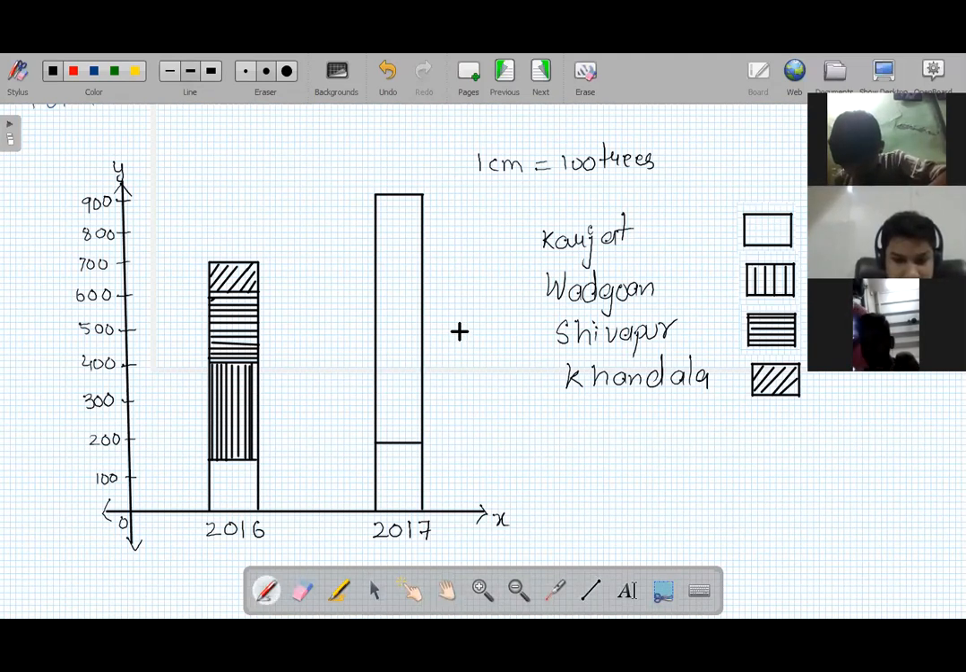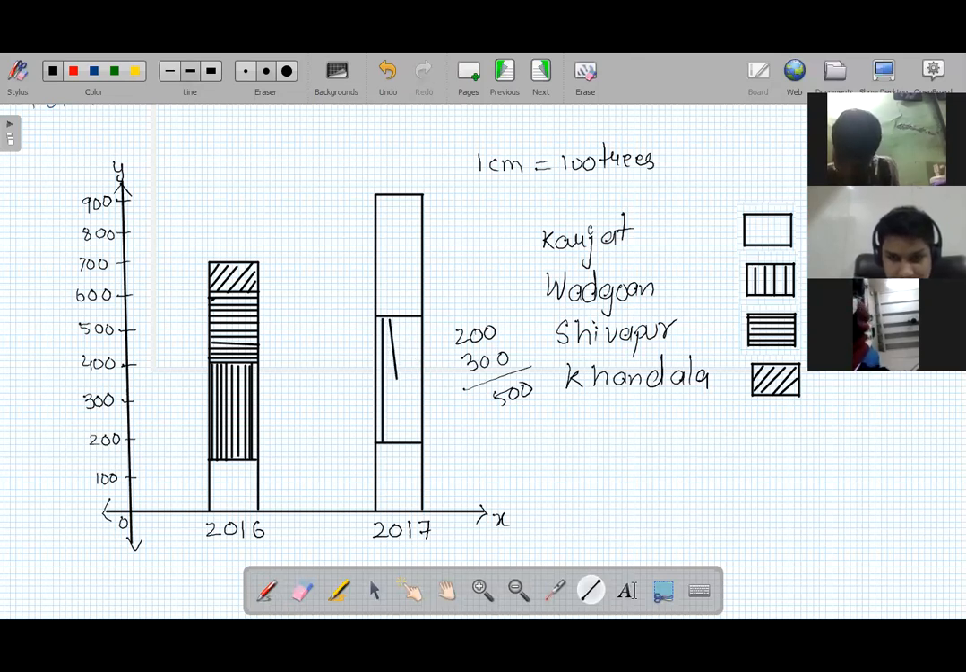In 2017, Vadgaon had how many trees? 300. So we'll add it, and you get 500. So we'll draw a line at 500. Then we'll do the pattern for Vadgaon. The pattern was straight lines.